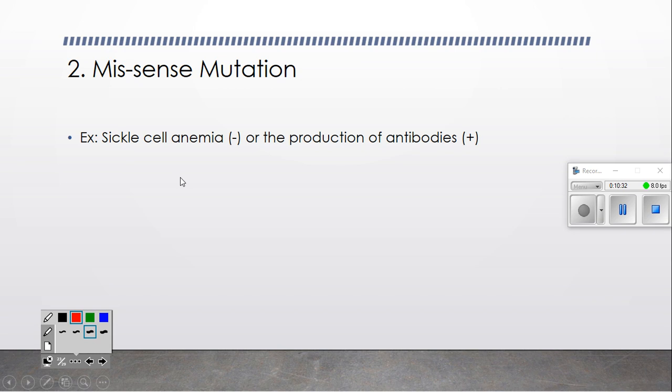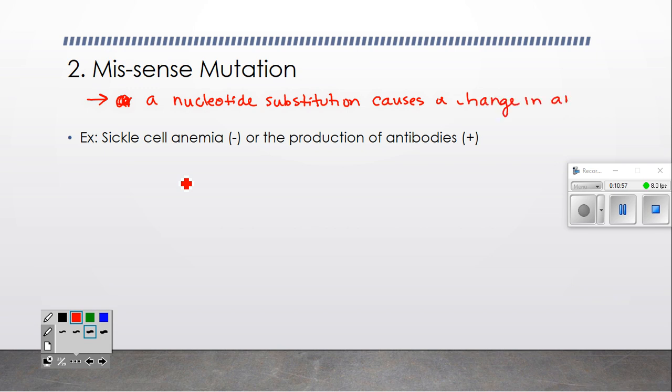Now the next kind of mutation is called a missense mutation. In a missense mutation, what happens is that a nucleotide substitution causes a change in amino acid. And there are a couple of examples there, just so you can get an idea of the kind of thing that could happen.